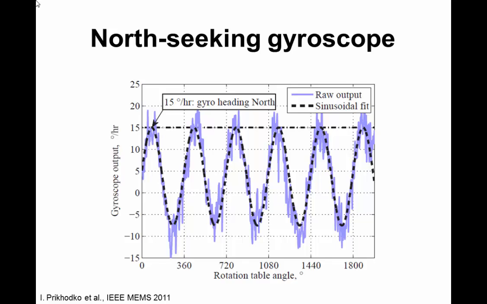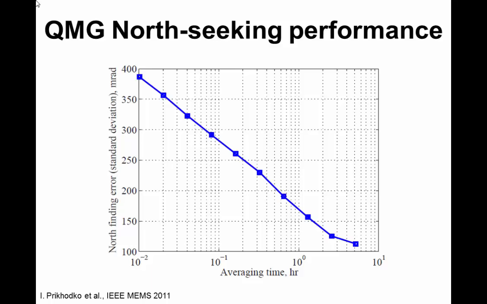variations. And what this allows one to do is, together with a highly accurate gravity sensor, you can then use an inertial platform to define true north and your position with respect to a fixed reference frame. So you've got here these early devices actually reported in IEEE MEMS now about 4 or 5 years ago that had a north finding error of around 100 milliradians, a little over 100 milliradians or so.